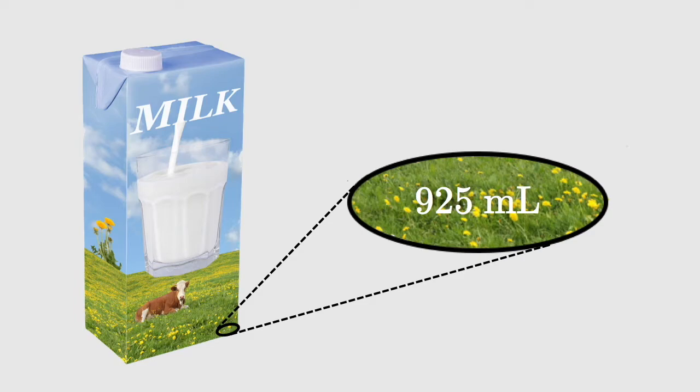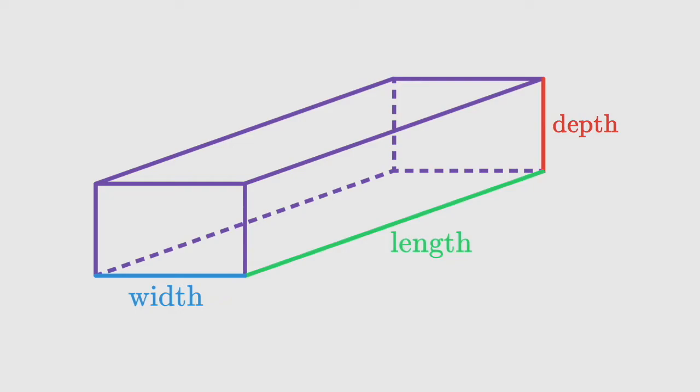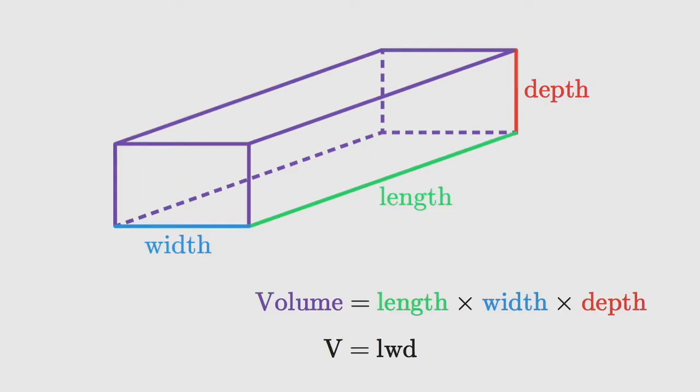Well, it depends on the 3 dimensions, length, width, and depth. To find the volume of any rectangular prism, you just need to take these 3 values and multiply them all together. As a formula, we can write V equals L times W times D. V stands for volume, L stands for length, W is width, and D is depth.